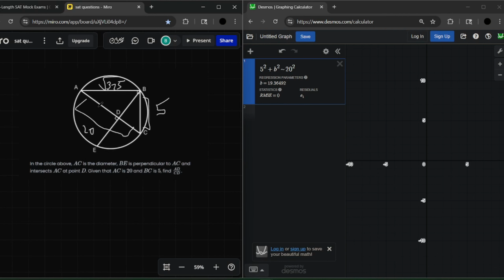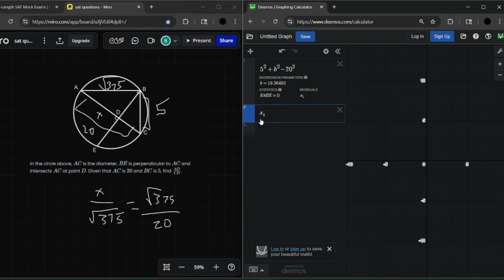To find AD, we're doing the larger side over the larger hypotenuse. So x over 375 to the larger side of the overall hypotenuse. Essentially we're doing small triangle to big triangle. So now it's going to be square root of 375 to 20. If I do the proportion here, square root of 375 over 20, we get that x1 is 18.75.